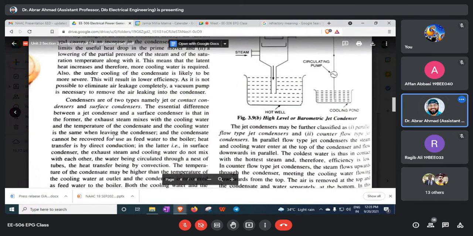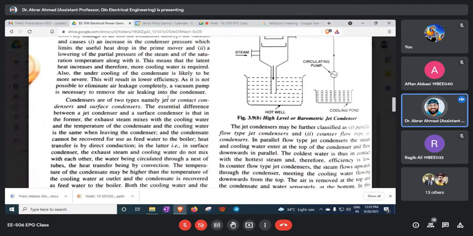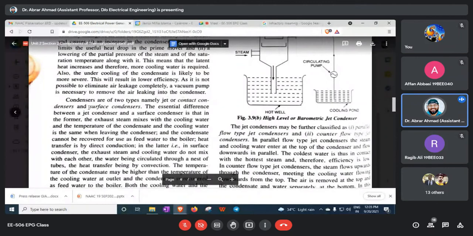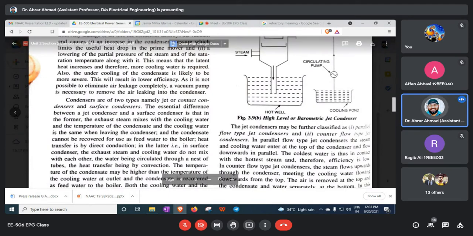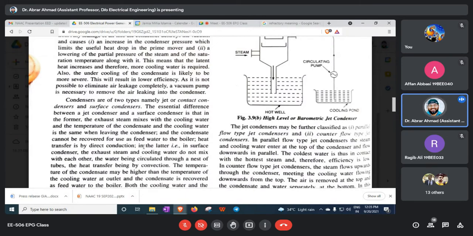So condensers are of two types, namely jet or contact condenser, or surface condenser. The essential difference between a jet condenser and a surface condenser is that in the former, the exhaust steam is mixed with the cooling water, and the temperature of the condensate and the cooling water is the same when leaving the condenser. And the condensate cannot be recovered for use as feed water to the boiler. Heat transfer is by direct conduction.